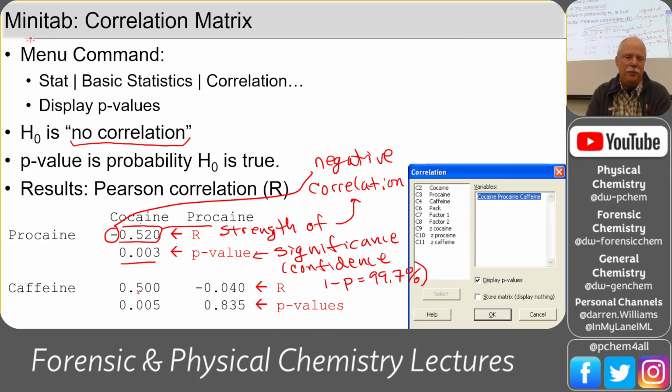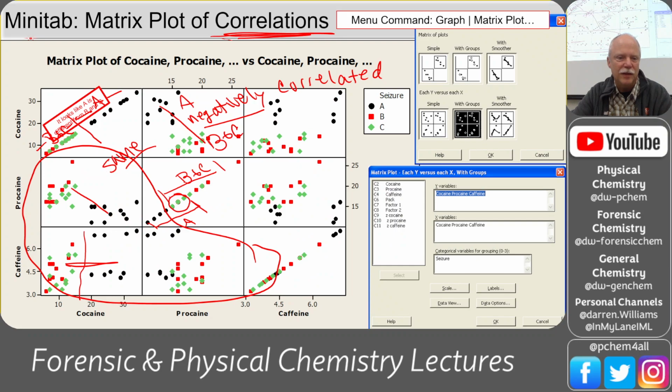Okay. But this one, notice how when we were looking at the plots, cocaine and caffeine, let's see, where's cocaine and caffeine? Okay, it's this one here. This plot, I said, well, that has a slope of 0. It's not quite 0. It's slightly positive because of these numbers up here. So that's a slight positive correlation. Looking at this plot, I can't tell if it's statistically significant.